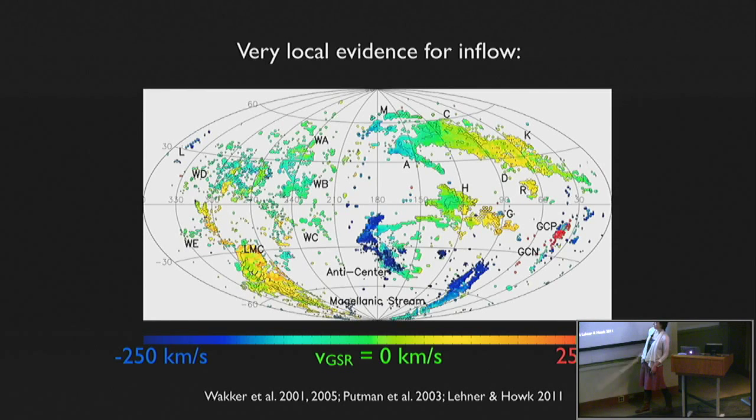The color here corresponds to the velocity of those clouds with respect to the galactic standard of rest. You can see some of them have quite large negative velocities, indicating they're flowing into the galaxy. We don't often have great constraints on the distances to these clouds, but in principle, since they're flowing in, they might end up as future fuel for star formation for us.